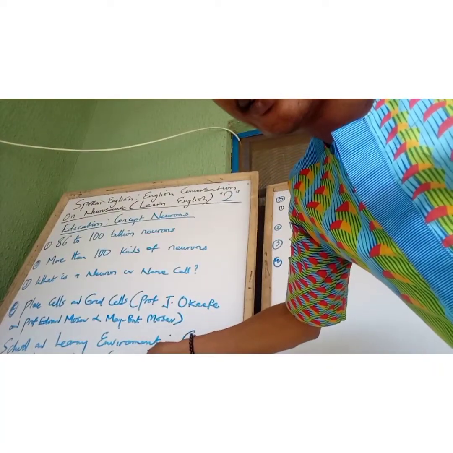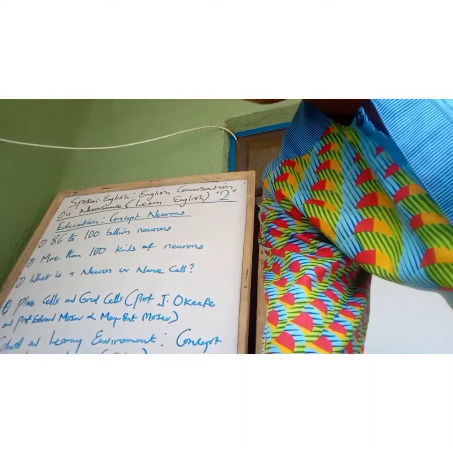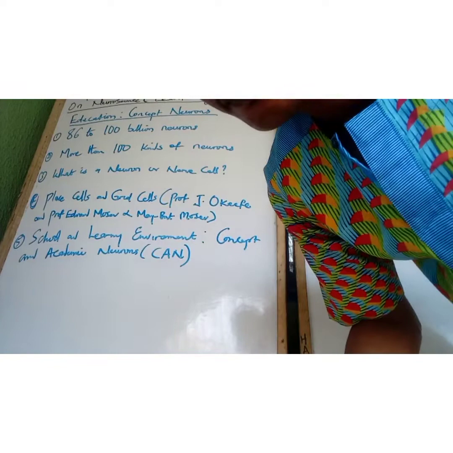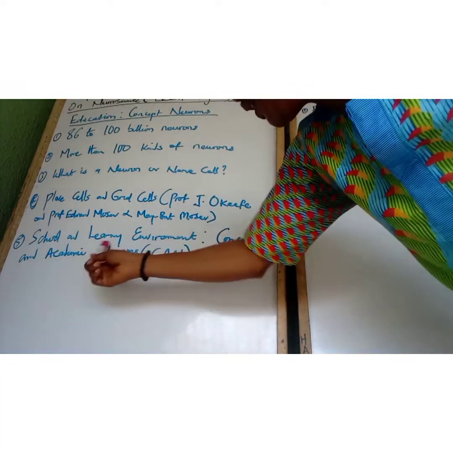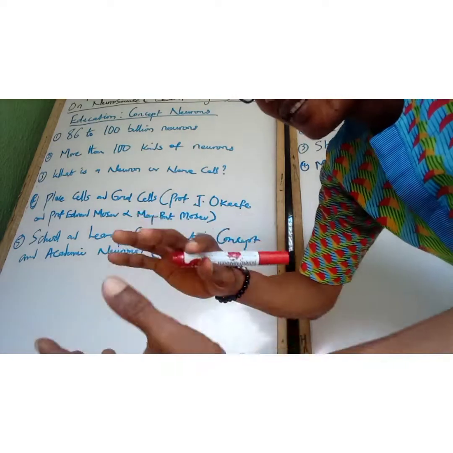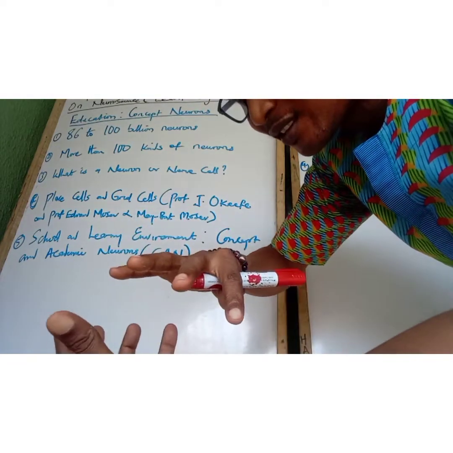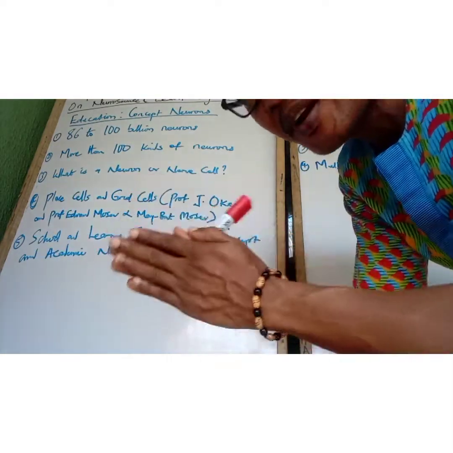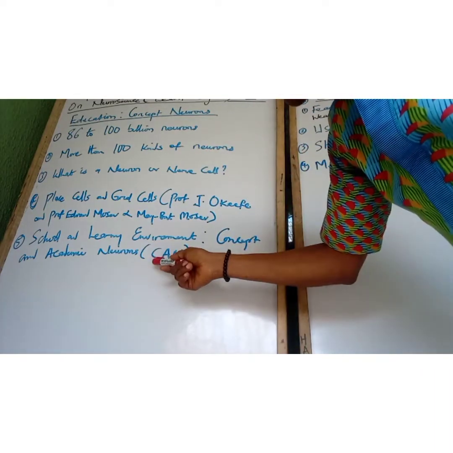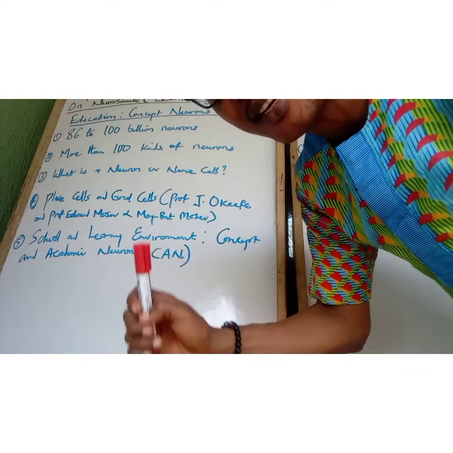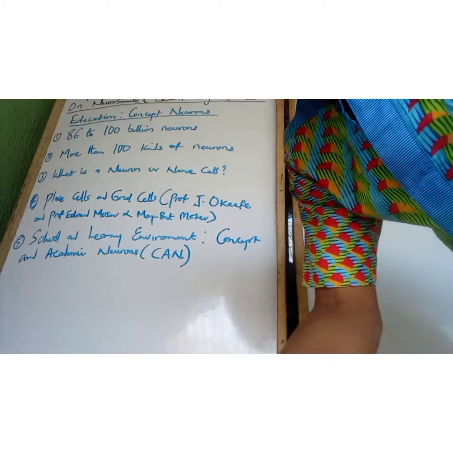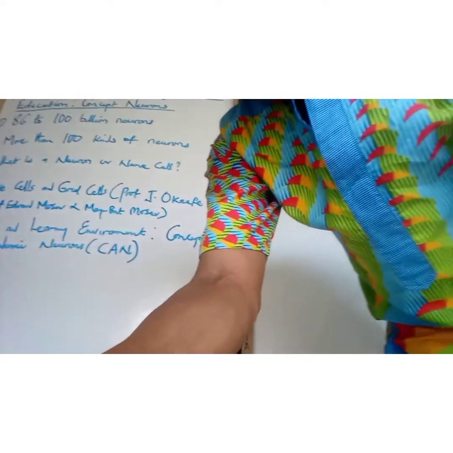So school and learning environment, concept neurons. Do not forget, I've rebranded it. I've molded it so that people can remember that whenever they see CAN, these are neurons that are dedicated to learning, to education, to reading, etc.